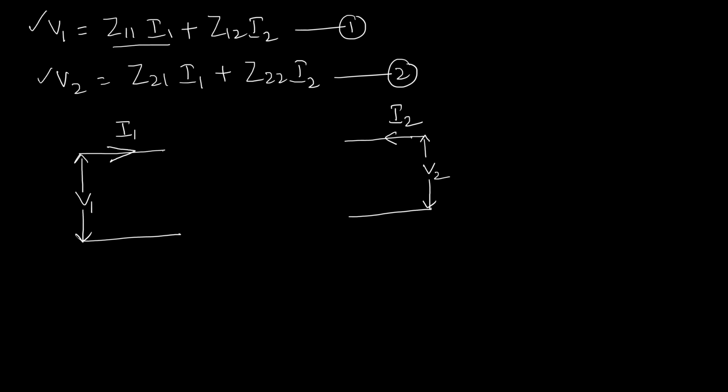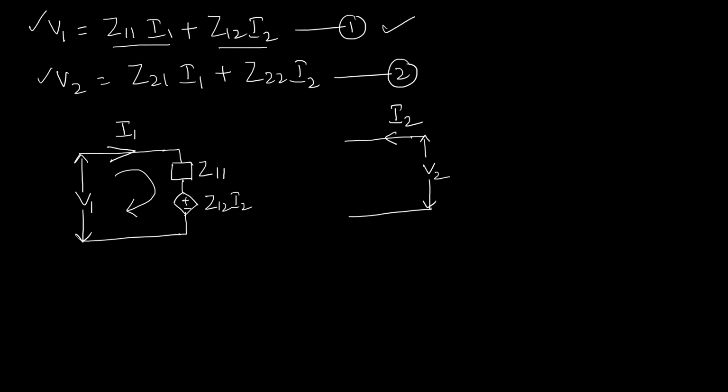So let us consider the first term. This is our Z11. Now look at the second term. This second term is dependent on I2, so this voltage will be considered as a dependent voltage source like this. This is Z12 I2. Clear? And if you apply KVL for the first loop, you will get equation 1.